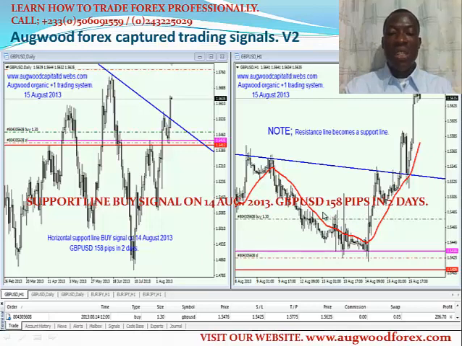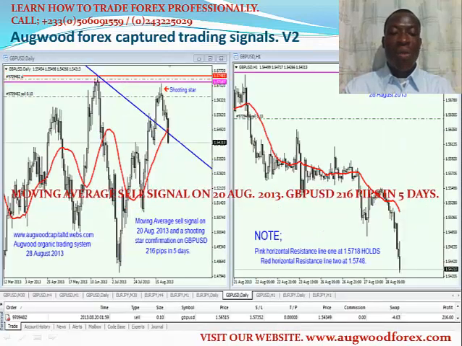This is it. We are more of technical traders, and we basically use technical analysis to execute all our trades. Now after that move, we got another signal here. This is a moving average sell signal on the 20th of August on pound USD that made 216 pips in 5 days.